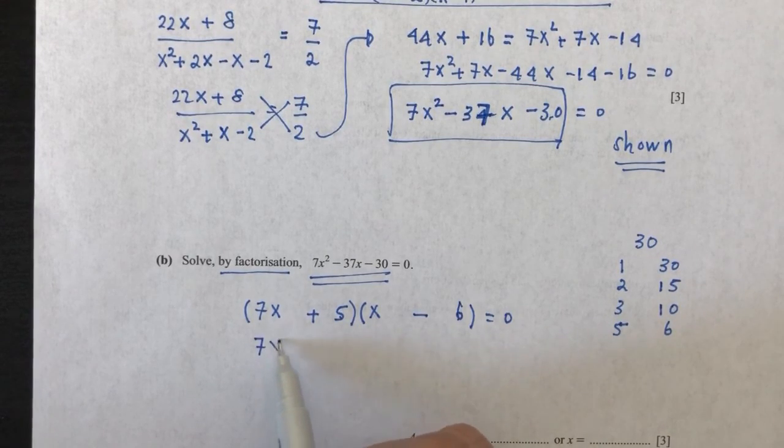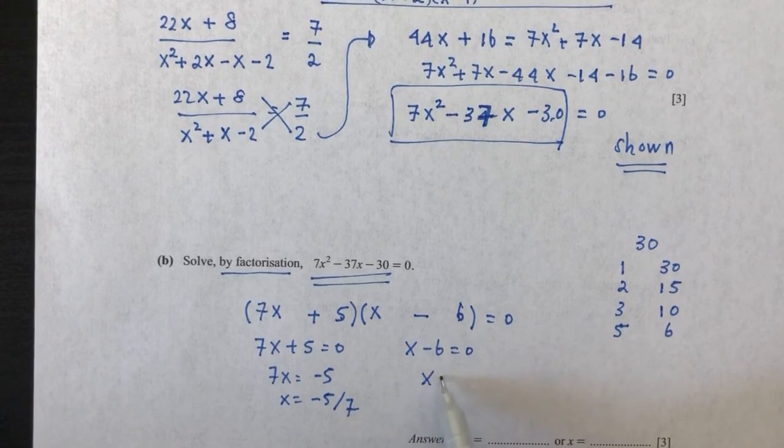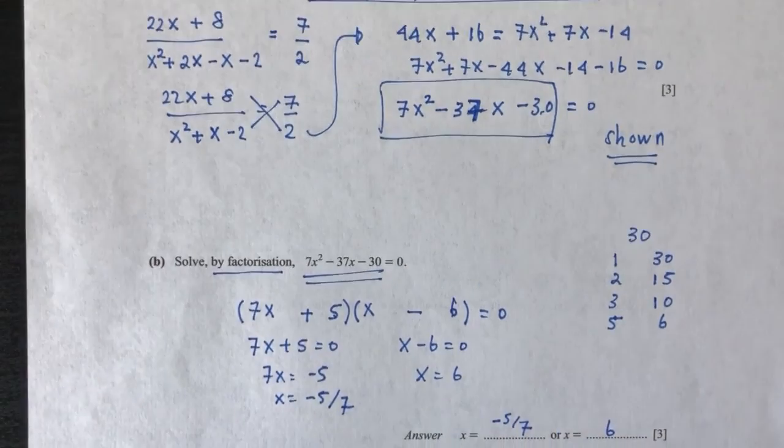So 7x plus 5 will be 0. So 7x will be minus 5, x will be minus 5 over 7. x minus 6 will be 0, x will be 6. So the answer will be minus 5 over 7 or 6. And that is question number 24.